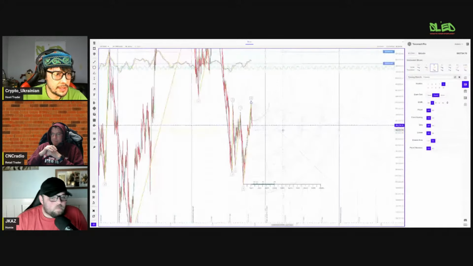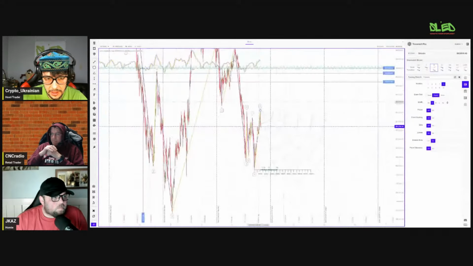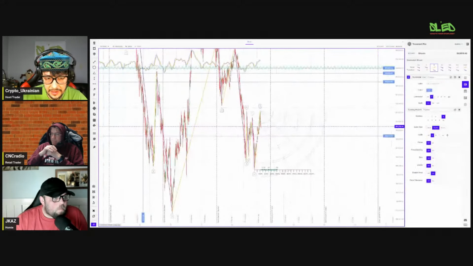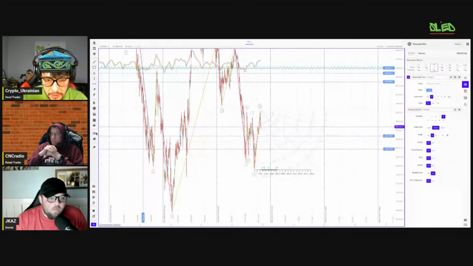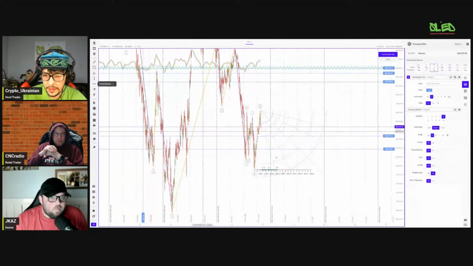So our short-term targets would be, well, we just hit the first one. That would be our second target. This is our main target right here. Third arc is always our main target one, 63,000. And now we got a major target at 62.